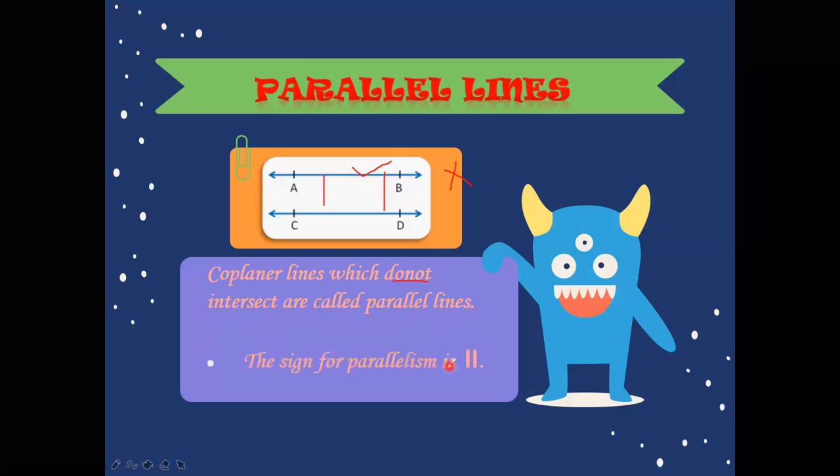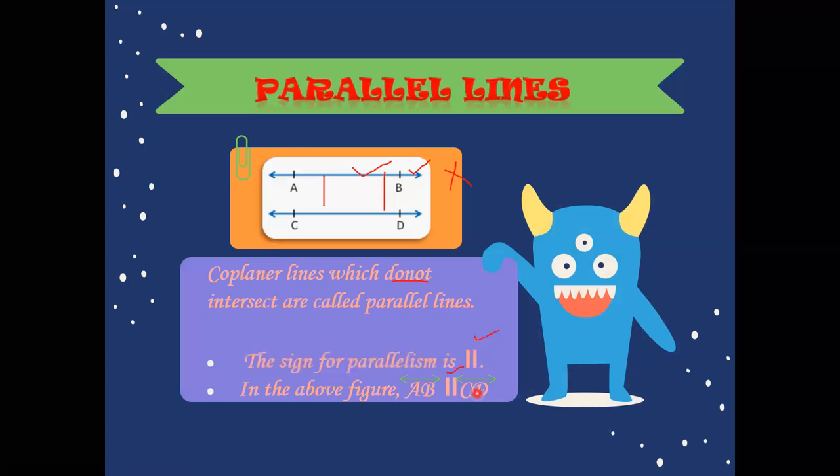The sign for parallelism is this one, the two straight lines. This is the symbol for parallelism. And in the above figure, we can say that line AB is parallel to line CD. You will read it like this: AB is parallel to CD, which means the two lines are parallel to each other. What does it mean? It means they do not intersect each other at any point.